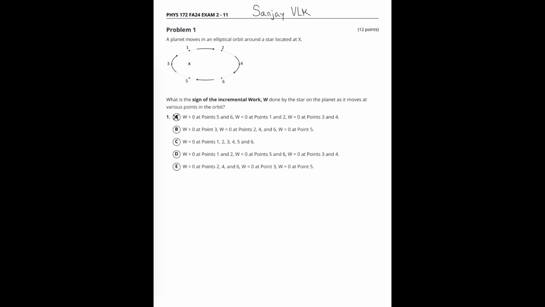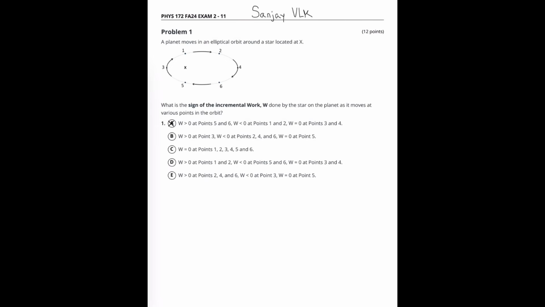I'll be going over Physics 172, Fall 24, Exam 2. Problem 1 states, a planet moves in an elliptical orbit around a star located at X. What is the sign of incremental work, W, done by the star on the planet as it moves at various points in the orbit? So the first thing I need to do in this case is identify our system and surroundings.